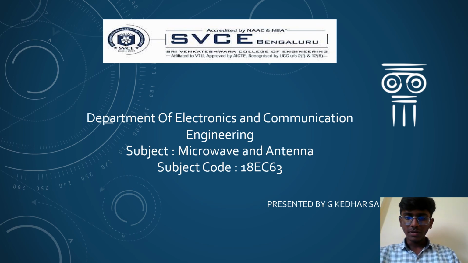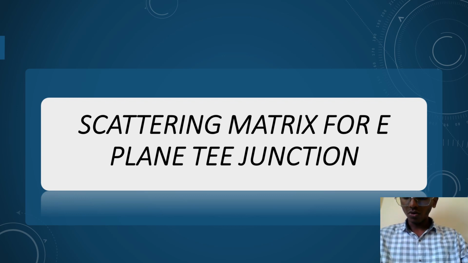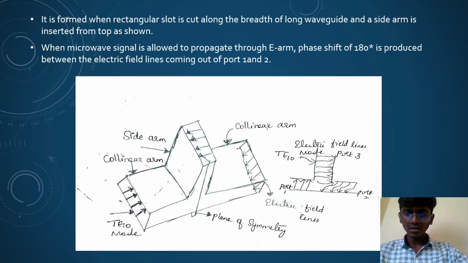Today I am going to explain the subject Microwave and Antenna, having a subject code of 18EC63. Moving on to the topic: scattering matrix for E-plane tee junction. We are going to discuss the scattering matrix for the E-plane tee junction in this presentation. Moving on to the next slide.